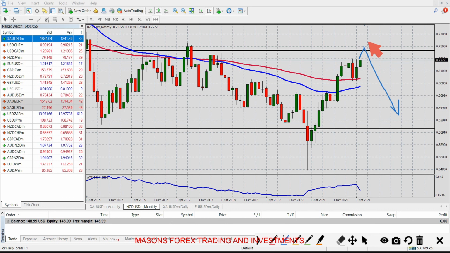Let's just say we have a rejection bar similar to this rejection bar, and then we have this engulfing bar. We could look to go short, to sell the New Zealand dollar. That could be one setup. Our plan will dictate to us.